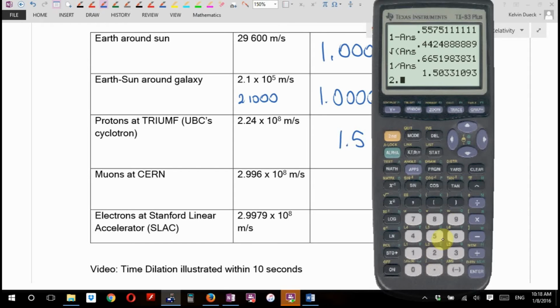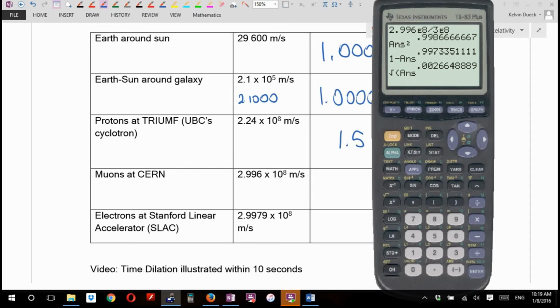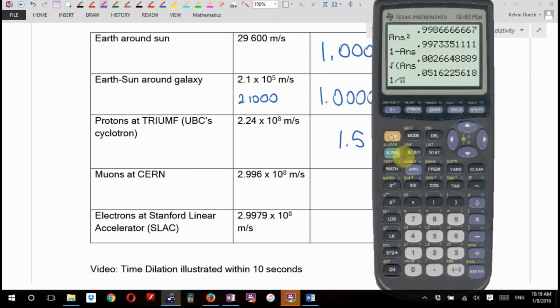Okay, 2.996 divided by 3 times 10 to the 8th squared. 1 minus that, square root. 1 year divided by that, so 1 year on the muons would be 19.4 years for us. Okay, that's making a difference.